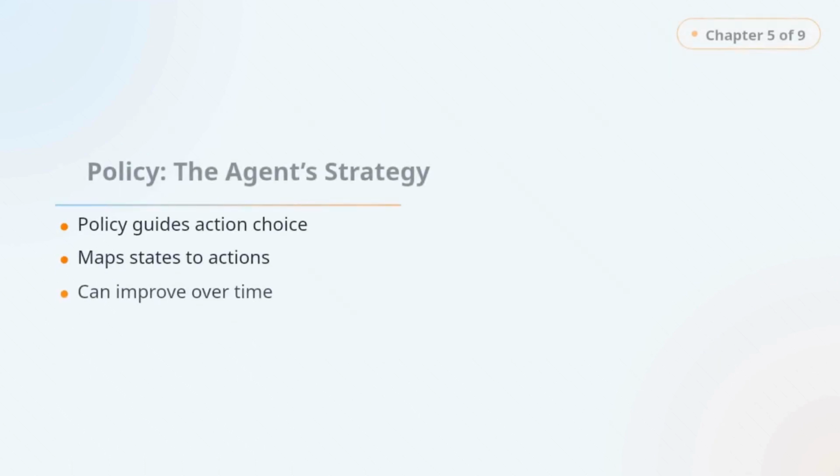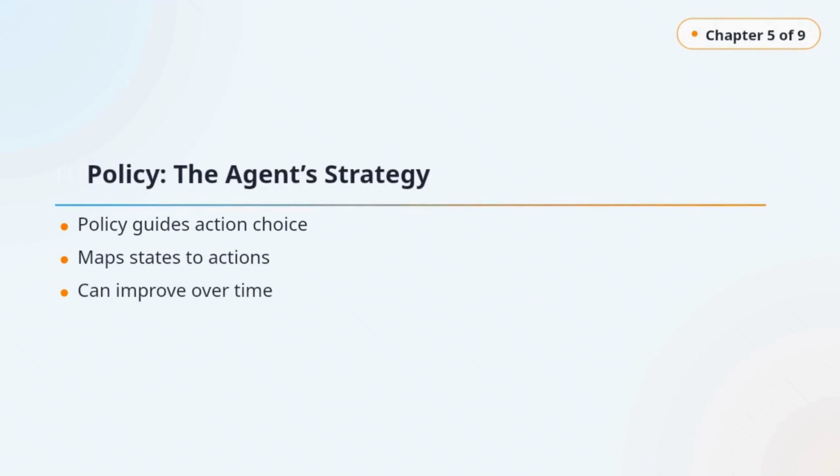A policy is basically the agent's strategy. It tells the agent what action to take in a particular state. At the beginning, the policy may be weak or random. But as the agent gains experience, the policy becomes better and more reliable. In many RL methods, the main goal is to learn an effective policy.